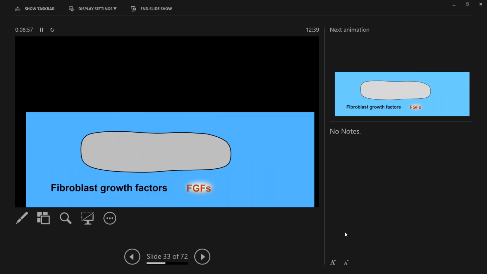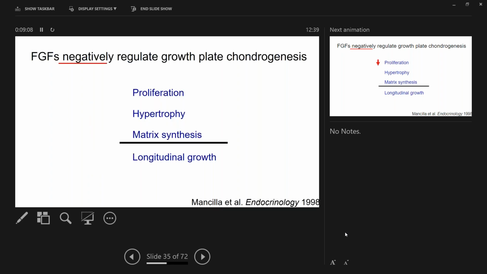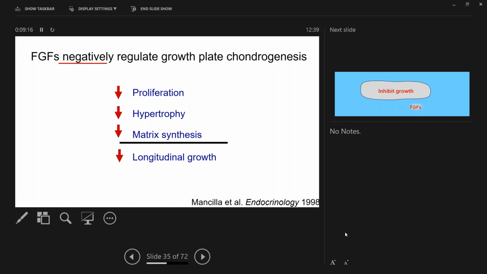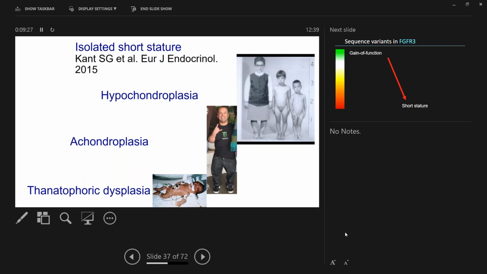Another one is fibroblast growth factors. They are expressed in the growth plate, but maybe even more in the surrounding tissues, and act on the growth plate. In the growth plate, they inhibit proliferation, inhibit hypertrophy, and inhibit matrix synthesis, and therefore longitudinal bone growth. At the cellular level, they act through the FGFR3 receptor. And consequently, if you have the most severe forms of activation of the receptor, you get thanatophoric dysplasia, a lethal skeletal dysplasia.